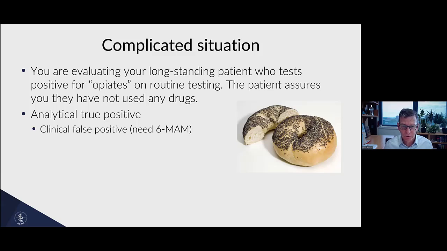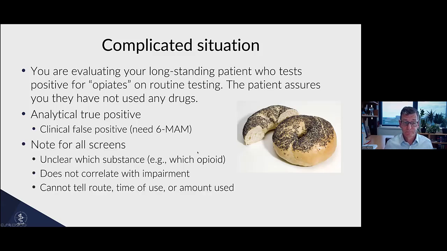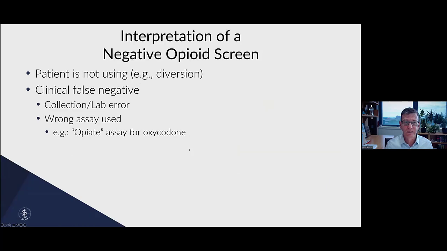To find heroin, you need to measure 6-monoacetylmorphine, which is measurable, right? All screens suffer these problems. They also don't tell you which substance they used, right? In this case, is it morphine? Is it heroin? Is it codeine? Because they all get metabolized to morphine. They don't correlate with impairment, and they can't tell you the route or time it was used, the amount it was used, or anything like that. They have a lot of limitations.